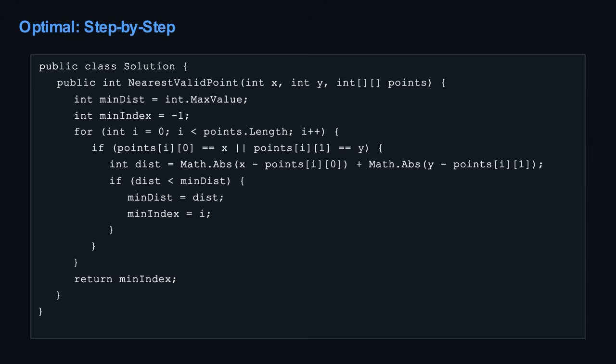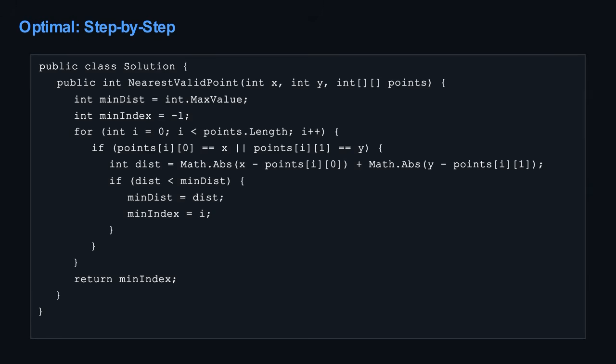Let's trace this with our example, target point 3, 4, and a list of points. We initialize minimum distance to infinity and minimum index to -1. We start with the first point, 1, 2. It's not valid, so we skip it. Next, point 3, 1. Its x matches our target x of 3, so it's valid. The distance is 3. Since 3 is less than infinity, we update minimum distance to 3 and minimum index to 1. Point 2, 4. Its y matches our target y of 4, so it's valid. Distance is 1. This is less than our current minimum of 3, so we update minimum distance to 1 and minimum index to 2. Point 2, 3 is not valid.